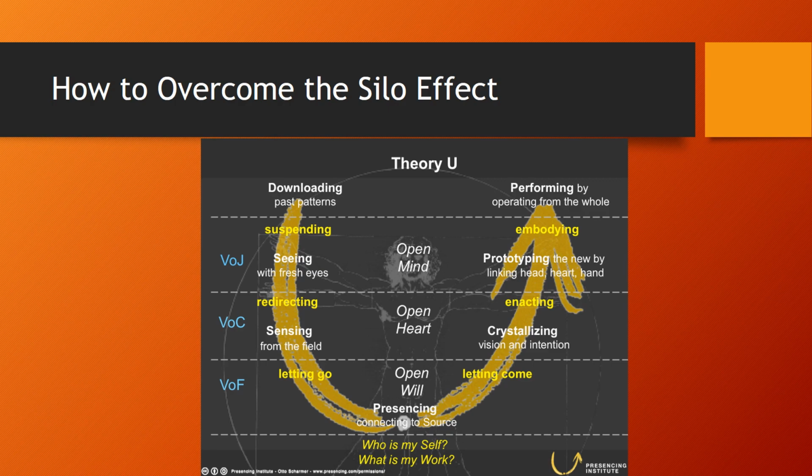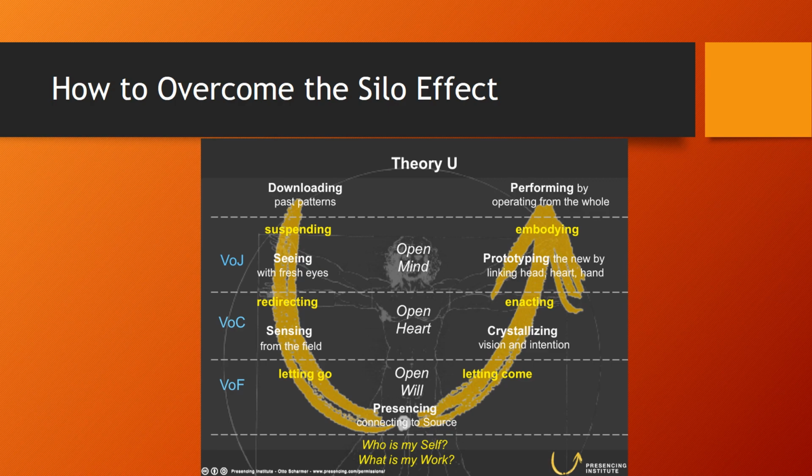This is what's happening. And then as we suspend, we start seeing with fresh eyes. We start honestly having a conversation, and the conversation with an open mind is, is this the best way? Is this really productive? Is this really helping us to succeed? Is this really helping us to gain everything that we're looking for? So that's the first thing that we see, is that we begin to see with fresh eyes, an open mind.